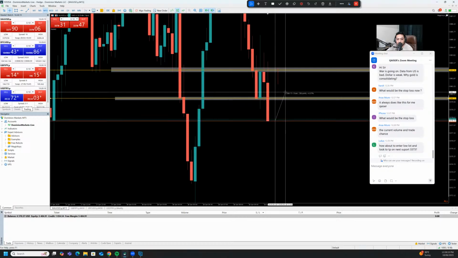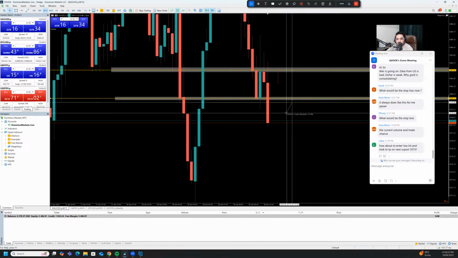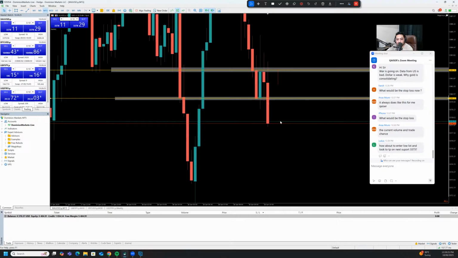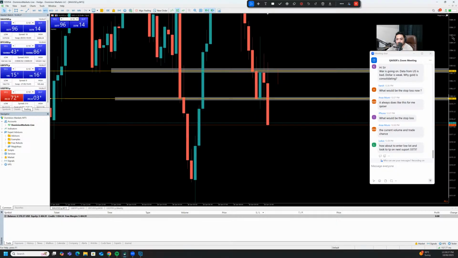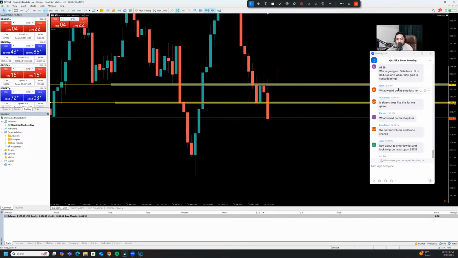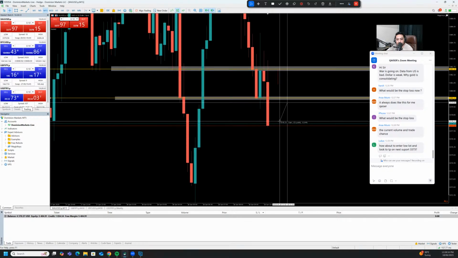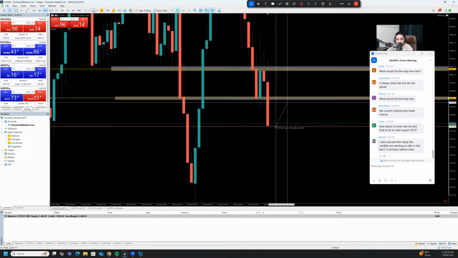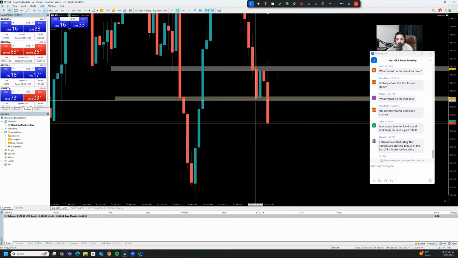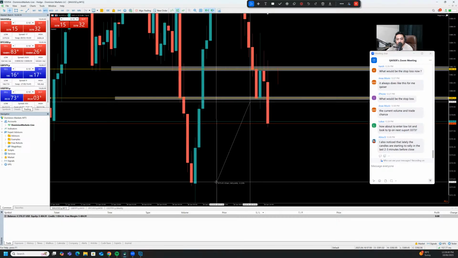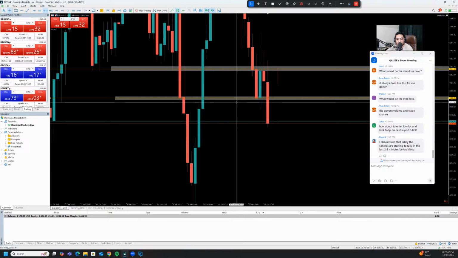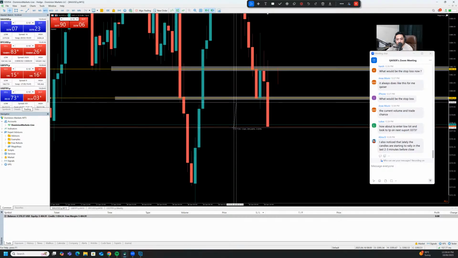Okay, now it's a late entry. Yeah, now I'm not comfortable with this one. It already moved like 20 pips. We have about a 50 pip range on the left-hand side. It almost filled half of the range, so I'm not interested anymore.